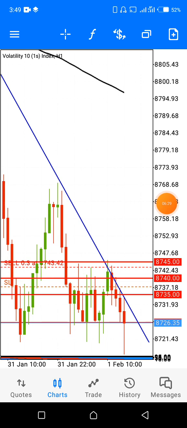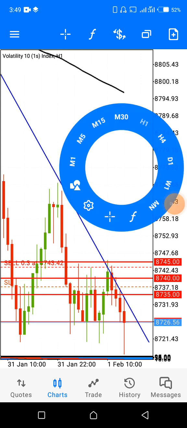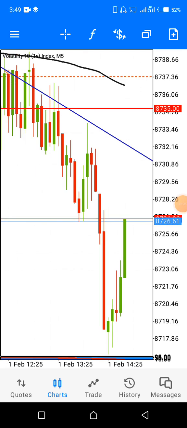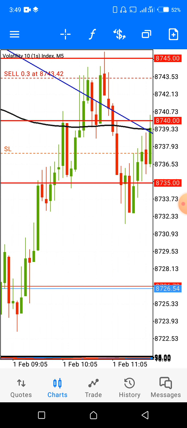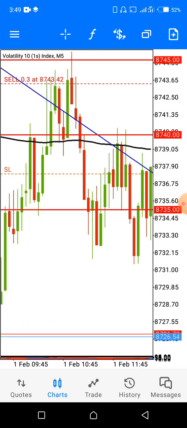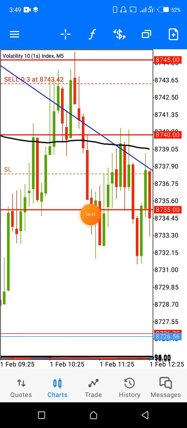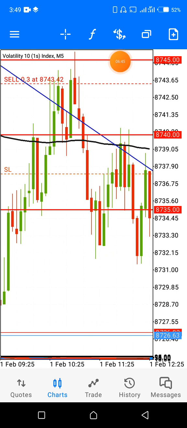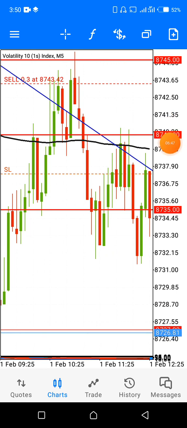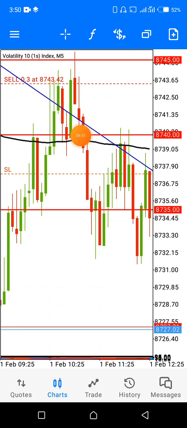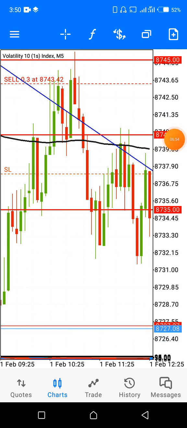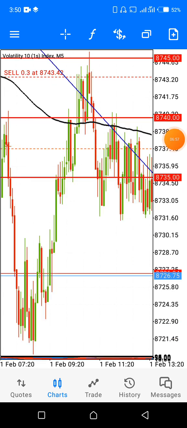So now I went down to my 5 minutes time frame to get a clearer picture. So you see, this is my 5 minutes time frame, and these 3 red lines are those psychological levels that I plotted on H1. So as you can see how the market reacted at this blue line you are seeing here is my trend line. Let me zoom out a bit so that you can see.